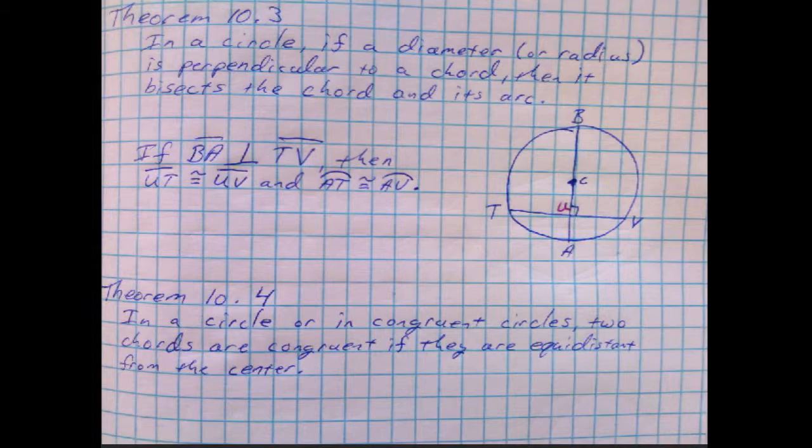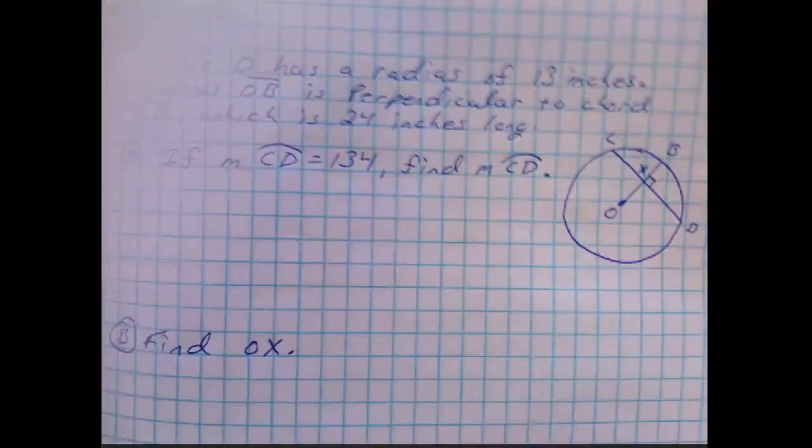Then the next piece is theorem 10.4. In a circle or in congruent circles, two chords are congruent if they are equidistant from the center. So if they're the same distance from the center and the circles are congruent, then the chords are also congruent. Alright, so let's do a couple examples with that.